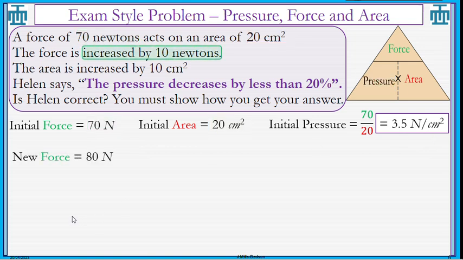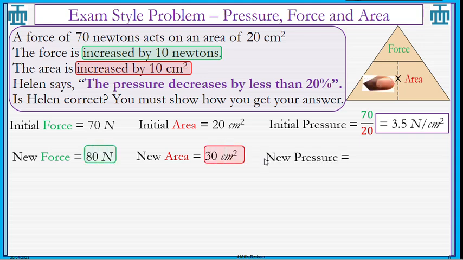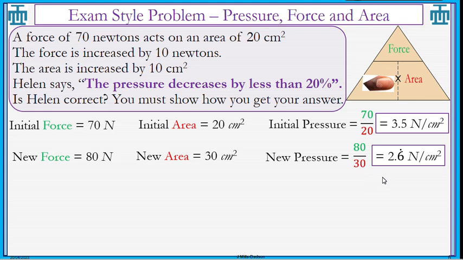Now, the new force, because it increased by 10, is 70 plus 10, which is 80 newtons. Our area also increased by 10, so 20 plus 10 is 30 cm squared. Now, let's work out the new pressure. To work out our new pressure, it is also force divided by area, and that gives us 2.6 recurring newtons per centimeter squared.